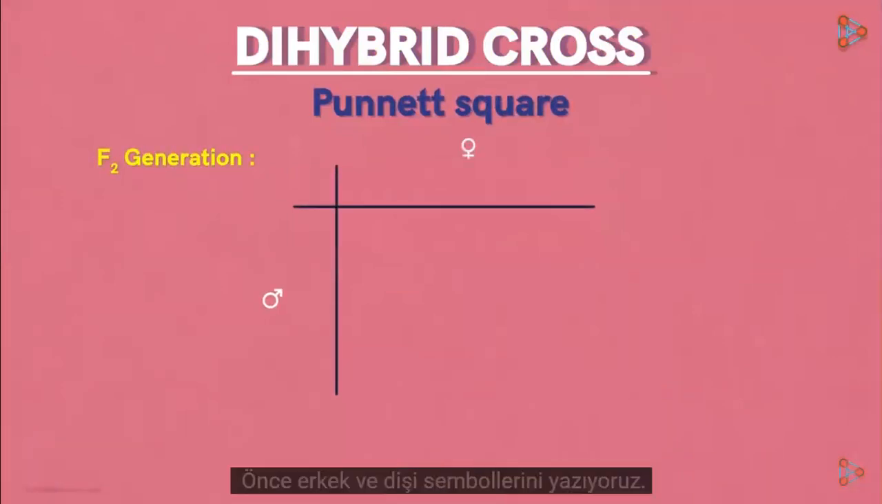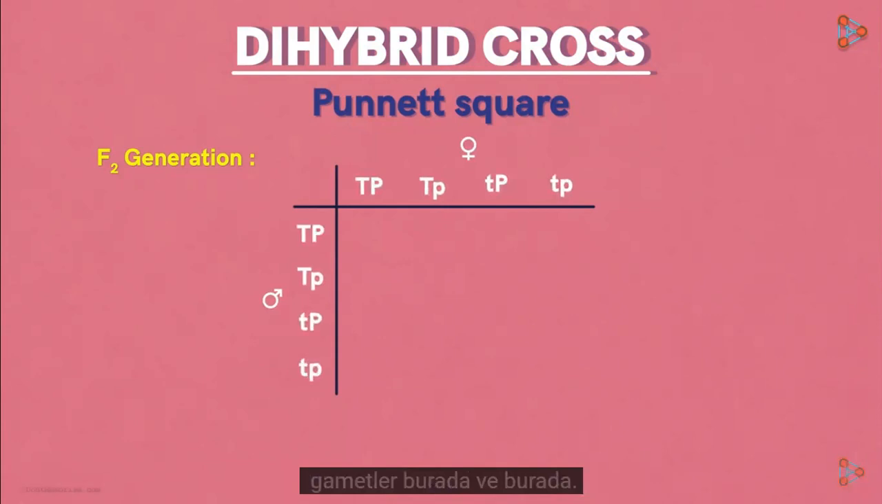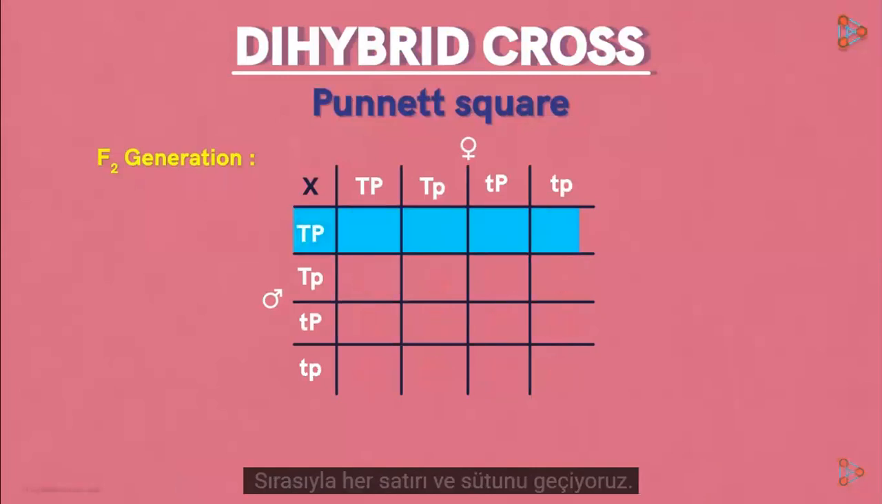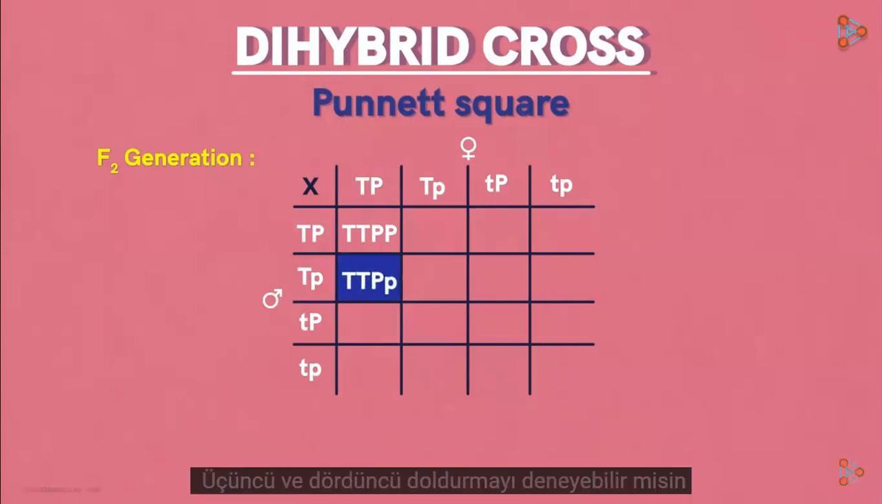We write the male and the female symbols first. Followed by this, we write the respective gametes here and here. And how do we cross these to fill in the 16 slots? We cross each row and column respectively. Here, this TP is crossed with this TP, so we obtain this slot. Similarly, we cross this TP with TP to get this offspring.